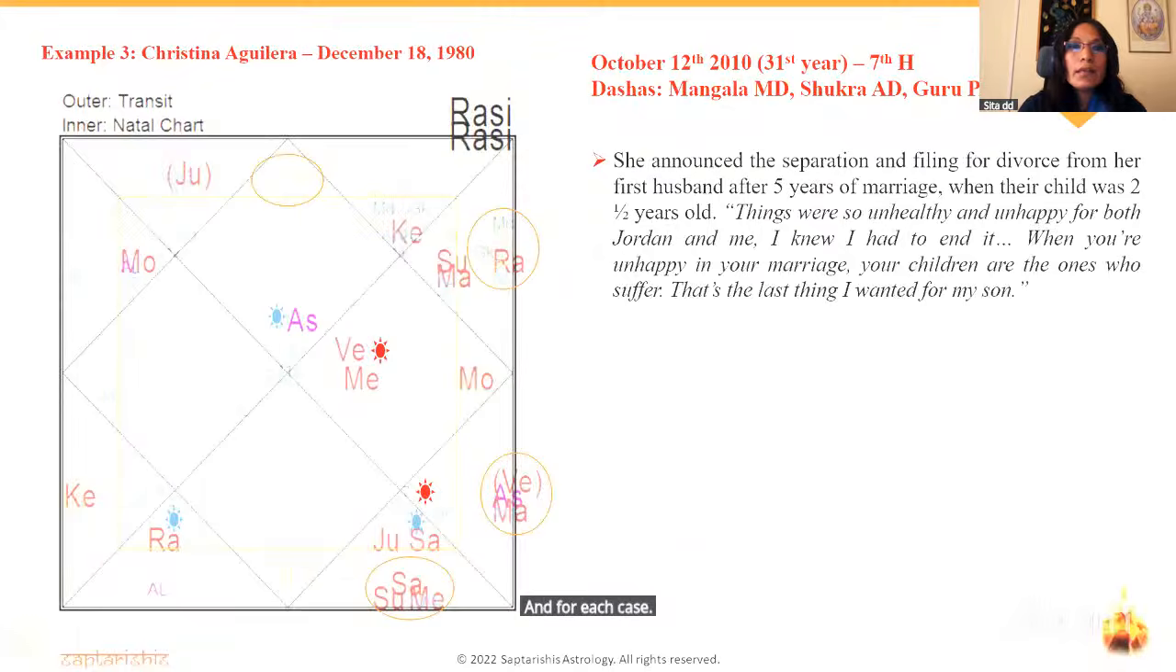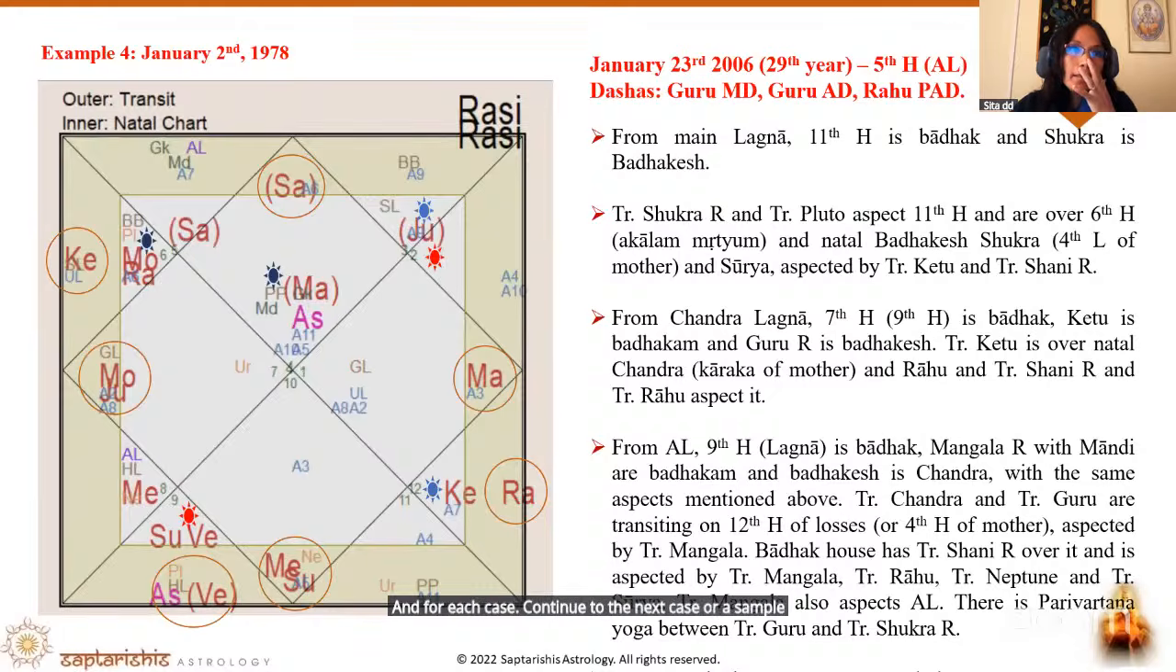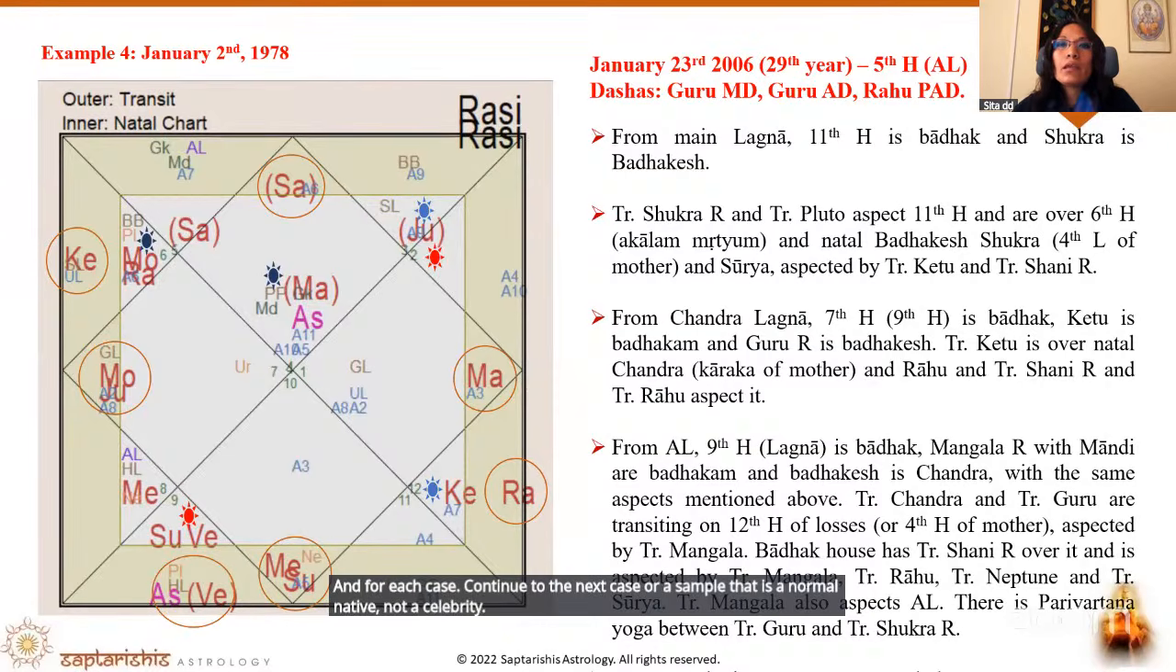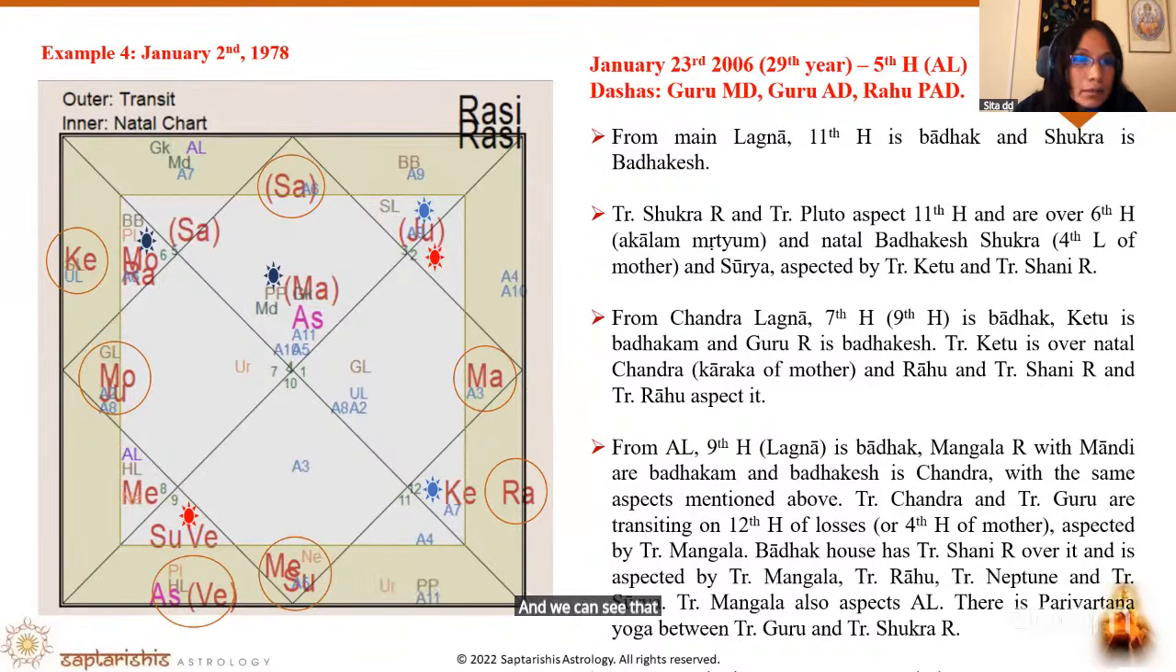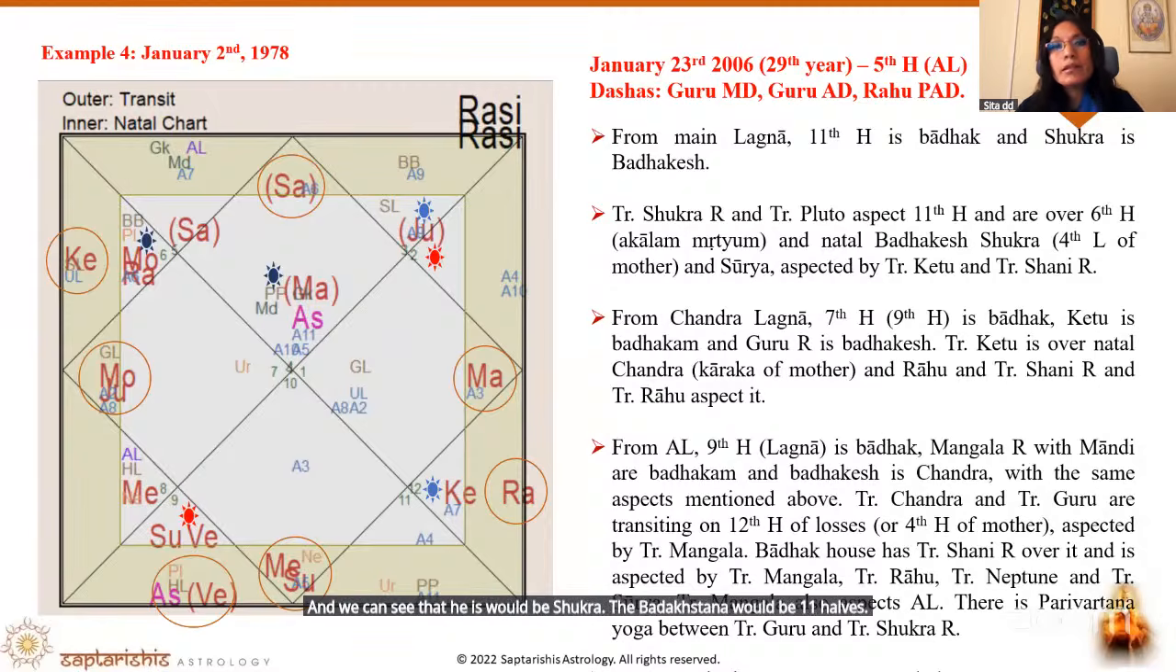Continue to the next case or example, that is a normal native, not a celebrity. And we can see that he is Karka Lagna or Cancer, and the Badhakesh would be Shukra. The Badhakasthana would be the 11th house. Transit Shukra, retrograde, and transit Pluto are here on the 6th house, see, of Akal and Nitya. And the natal Badhakesh Shukra, so over it, that is the 4th Lord of Mother, see, and also over Surya.